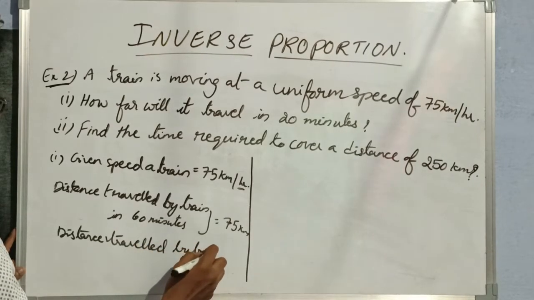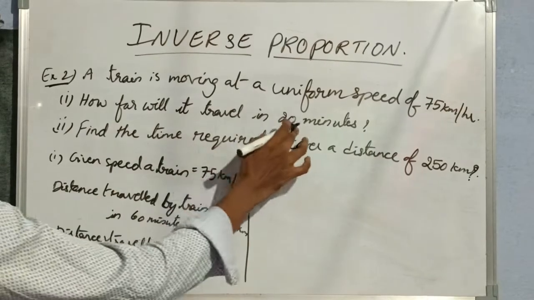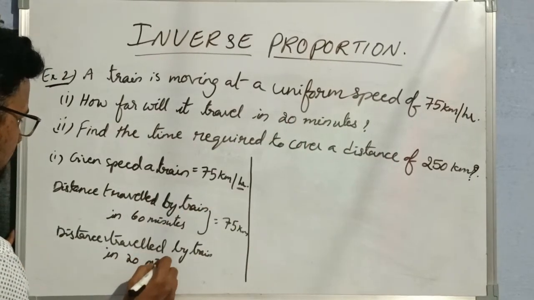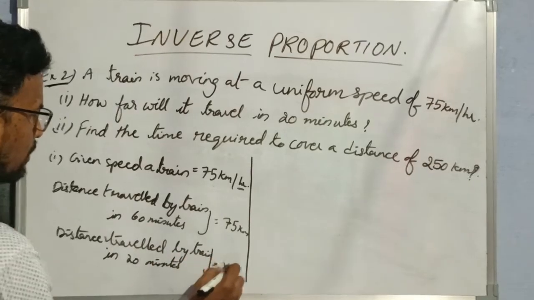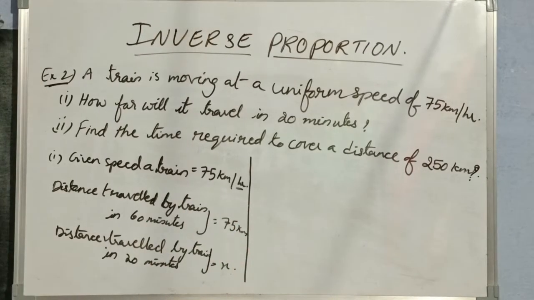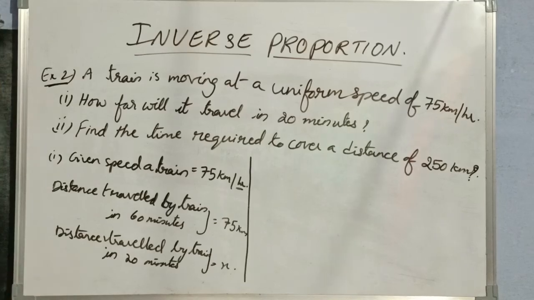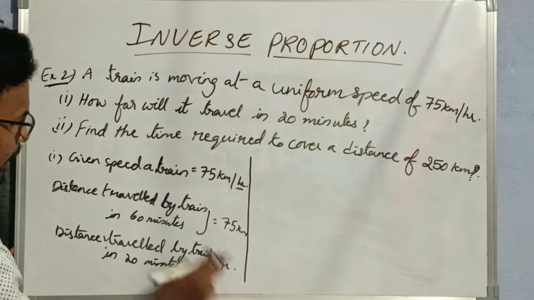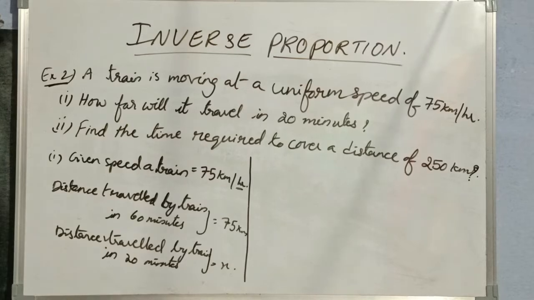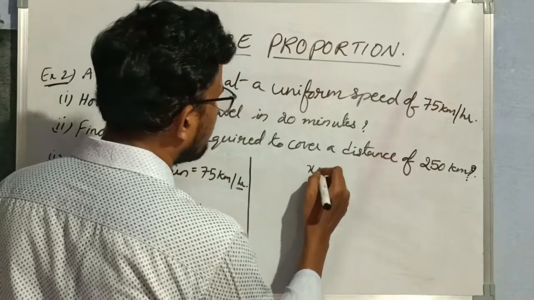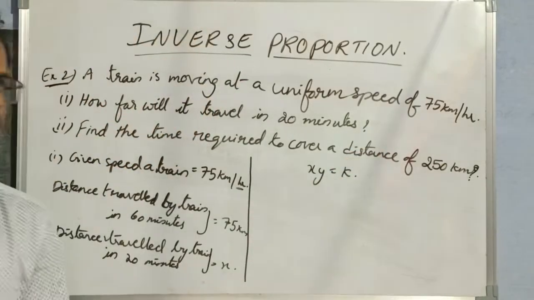Okay? In the same way, distance travelled by train in how many minutes do we want now? 20 minutes is equal to x. Okay? Distance travelled by train in 60 minutes is equal to 75 kilometers. In the same way, distance travelled by train in 20 minutes is equal to x. So here distance and time and speed are inverse proportion. So here also we have to take xy is equal to k.